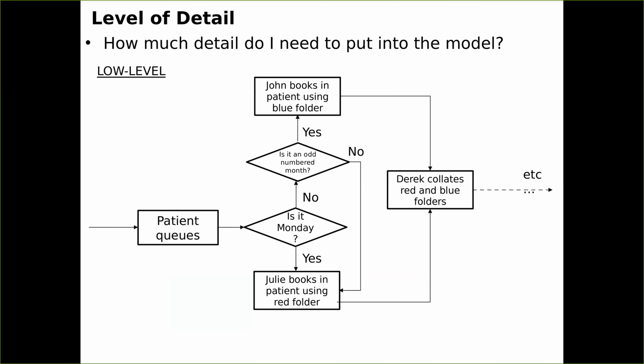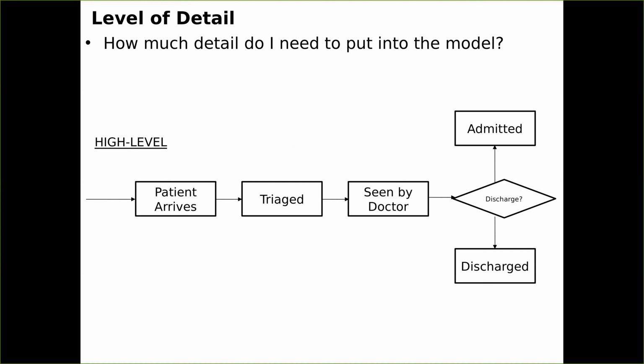Linked to that is the concept of how much detail you want to put into the model. So you might be thinking of a low-level detail model. So you might have a model that says, okay, the patient comes in, they're queuing. Is it a Monday? Yes, in which case Julie will book in the patient using the red folder. If not, well, is it an odd-numbered month? If it is, then John will book in the patient using the blue folder. But does it matter because Derek's going to collate the red and blue folders anyway? This sounds a very odd system, but you get the gist of it. Essentially, maybe it's important that those details are captured, but you need to reflect on if it is, because if it isn't, then maybe there's a better way to capture that.